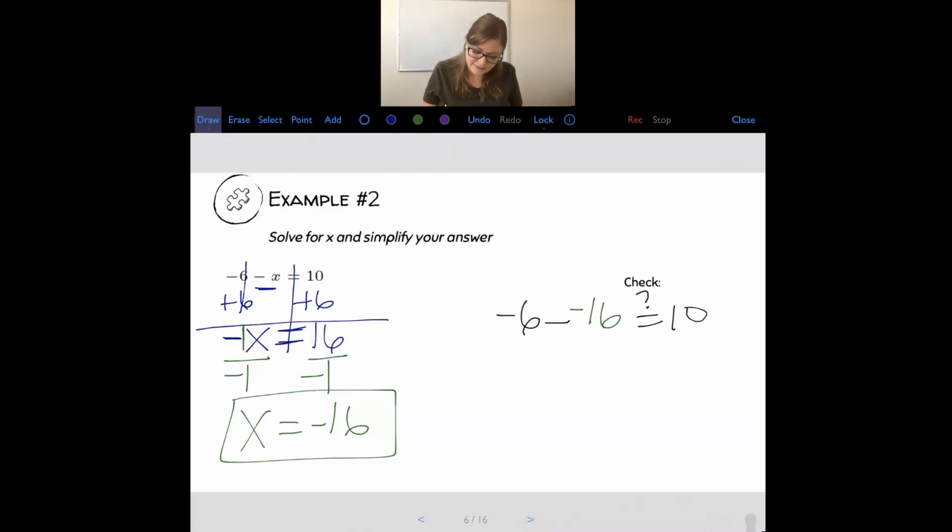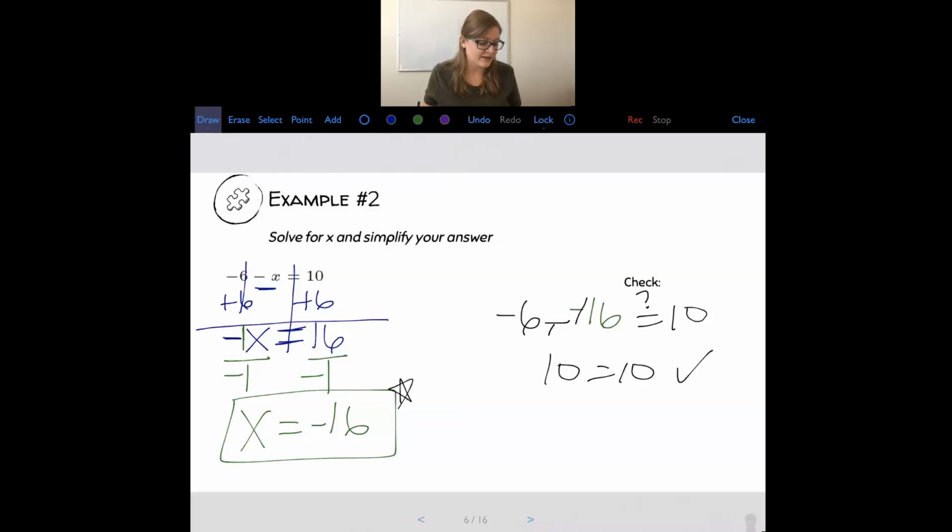Okay, so this is negative 6 minus a negative, which becomes positive. So 10 equals 10, that's true. Remember, 10 is not your answer. 10 equals 10. Just make sure that the answer you got makes the equation true. So the answer is x is negative 16.